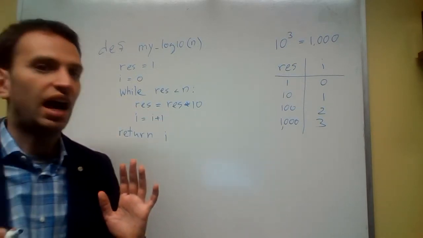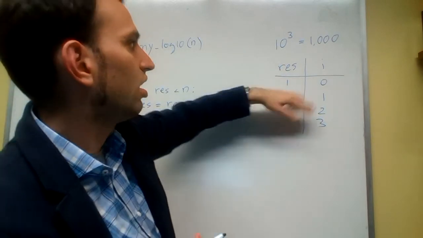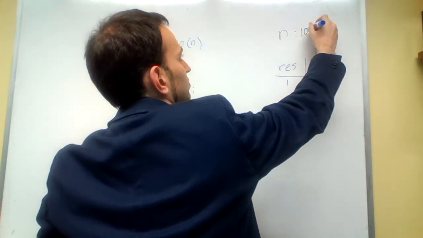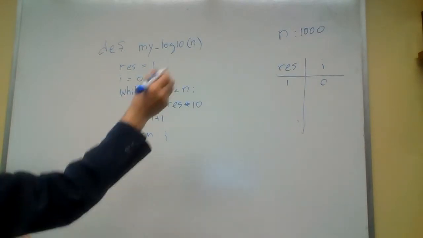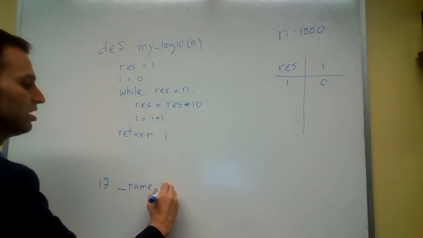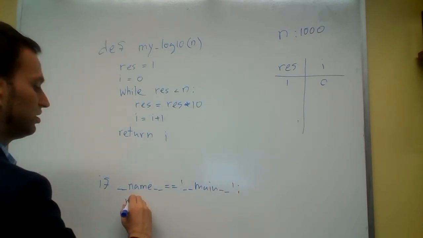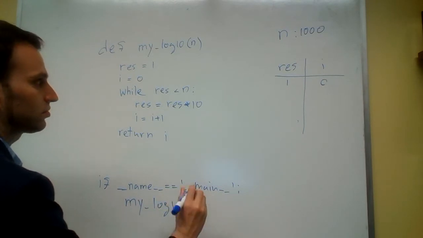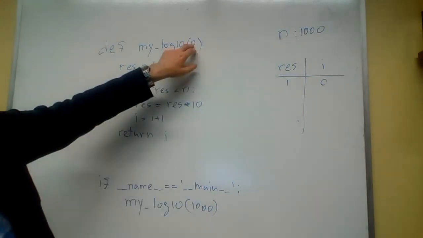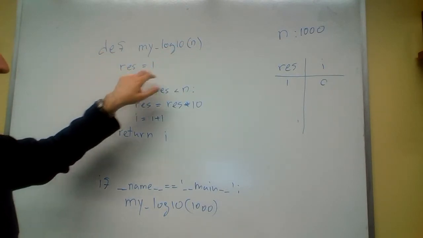So let's see how that's going to work. At first, let's say that we're computing the log of 1000. So that means that n is going to be 1000. And let's say we call the function with 1000. So inside the main block, so inside the block that says name is equal to main, we'll say my_log10 of 1000. So that means that this 1000 gets assigned to n, result gets set to 1, and i gets set to 0. n is 1000.